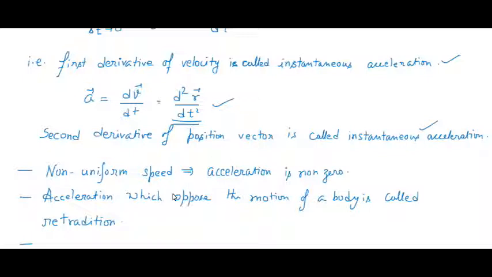Few important points let us discuss. For example, if a particle is having non-uniform speed, that means acceleration is non-zero. Acceleration which opposes the motion is called retardation. So to get our concept clear, let us do a few numericals.